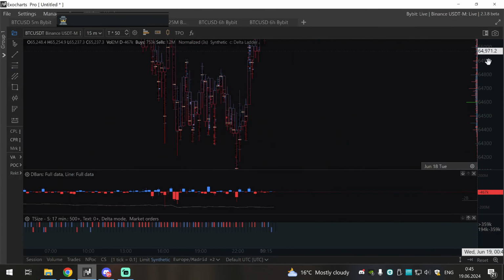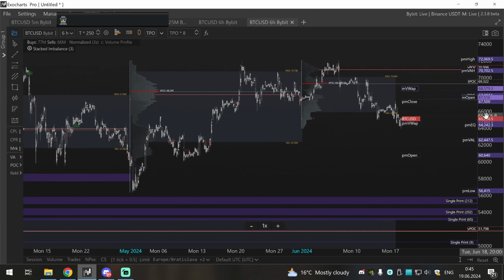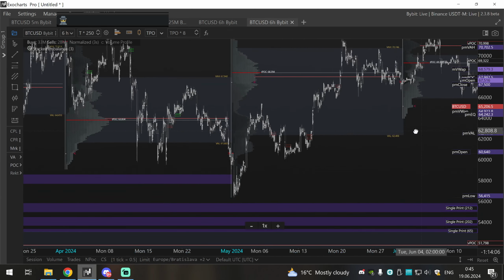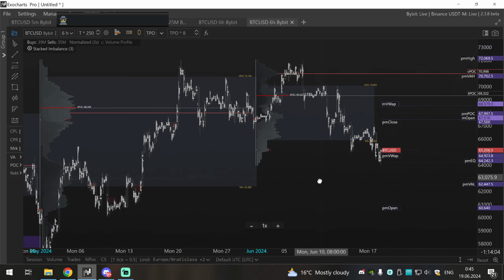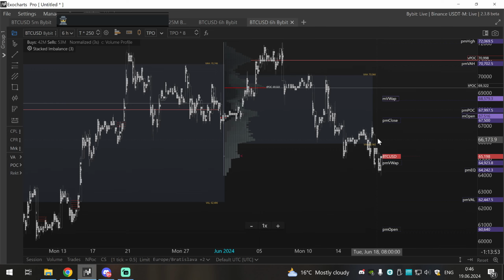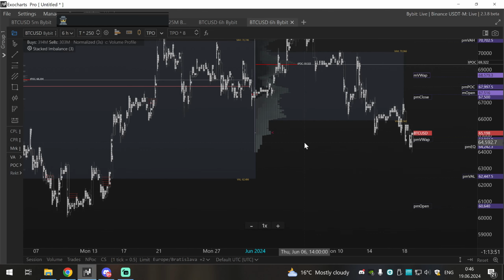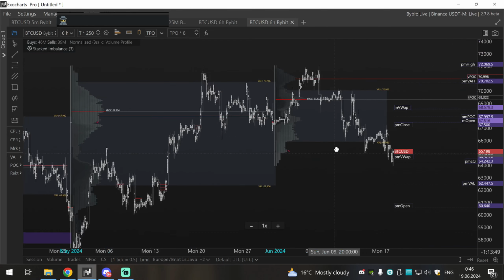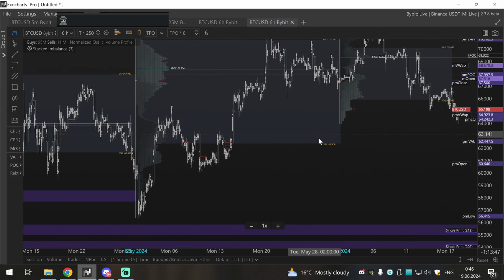Let's have a look over here. So monthly was lost. This VAL, 66k, you can see it's also important from the monthly perspective, as we will be reclaiming back into the monthly range. So it's now resistance, but you see 66k is important from this as well.